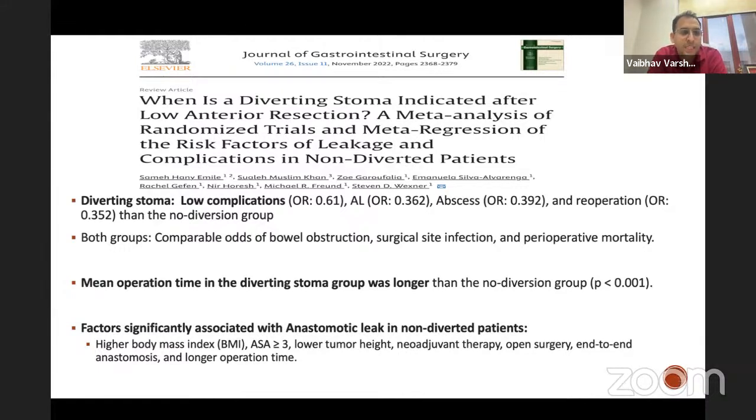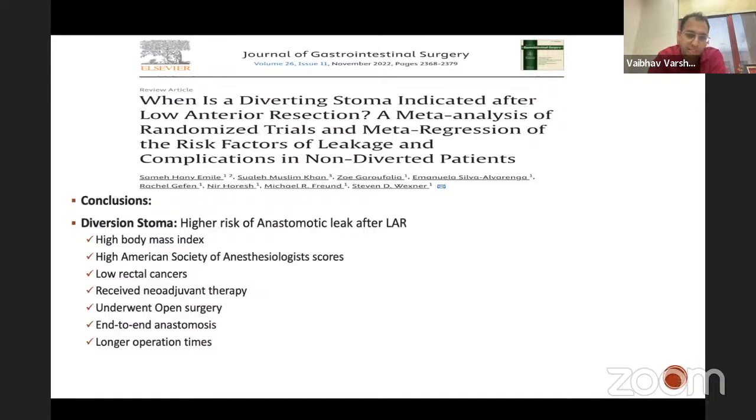So they mentioned that the factors significantly associated with anastomotic leak in non-diverted patients were high BMI, more than 35, ASA more than 3, low tumor height, I mean a tumor near the anal verge, patients who have received neoadjuvant therapy, open surgery, end-to-end anastomosis, and longer operation time. So they concluded that when these factors are present, that is when to make a diverting stoma.